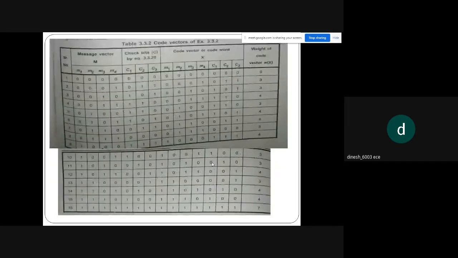So using the same procedure, I have tabulated, so you can check that for the remaining messages also. So we have message M1, M2, M3, M4, check bits we get C1, C2, C3. Code vector or code word is the combination of M1, M2, M3, M4, C1, C2, C3. So we can find the code vector or code word similarly for all the messages.